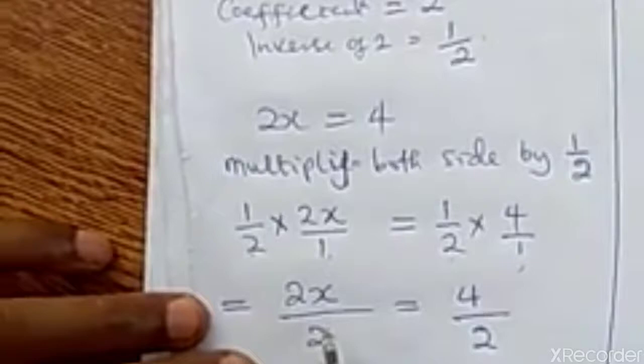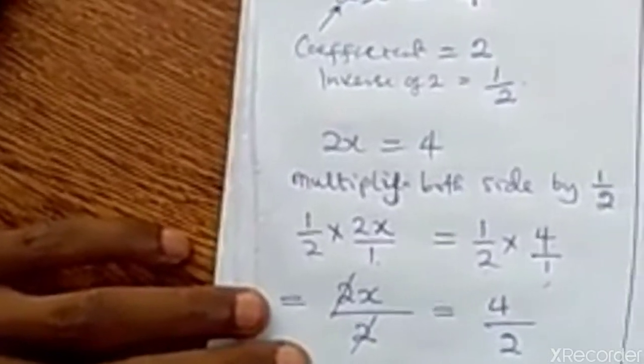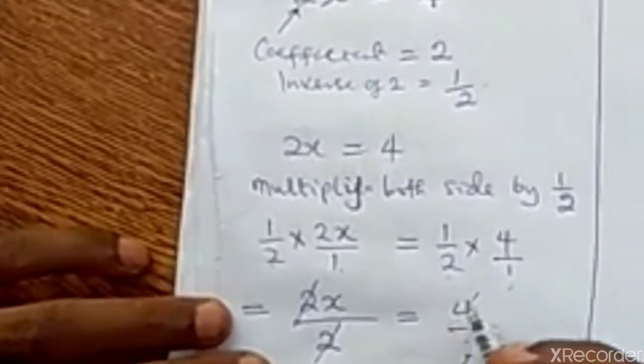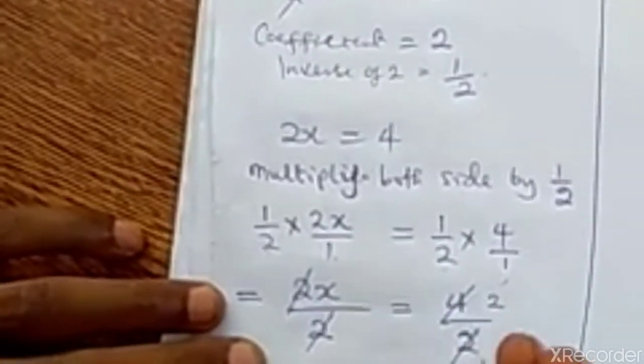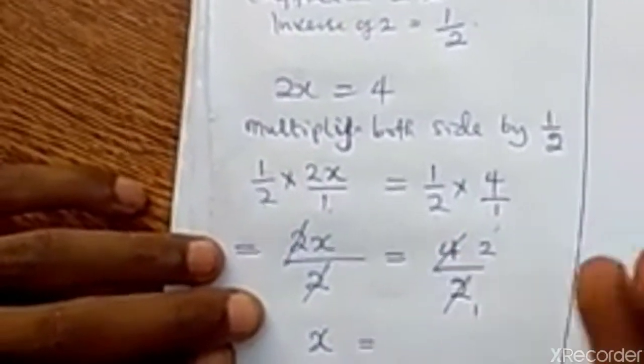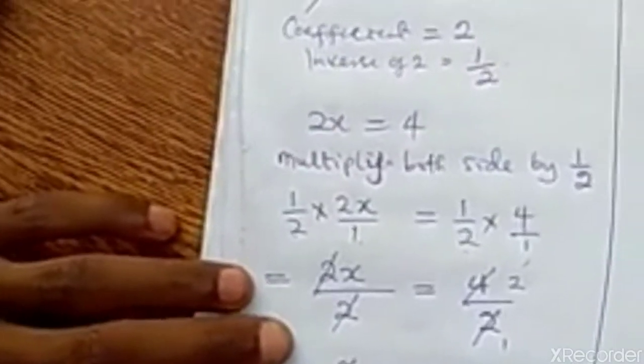Can you see that I can comfortably use these two to cancel these two, to have x, and use these two to reduce this 4 to 2? That is 4 divided by 2, we will have 2. So we have finished solving.